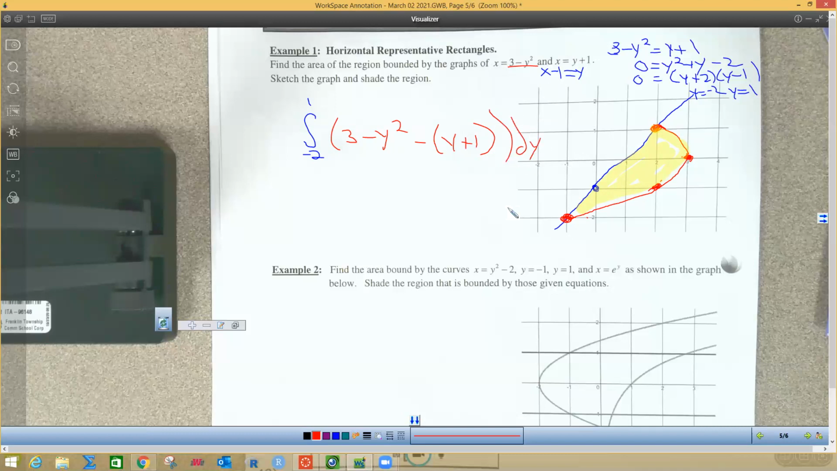So we're going to find the area of this. So I'm going to distribute this negative 1 right here. I'm going to have the integral from negative 2 to 1 of 3 minus y squared, and then I'm going to do this. I'm going to change this to plus, this to minus, and this to minus. So I'm going to combine that 3 because 3 minus 1, those are like terms.